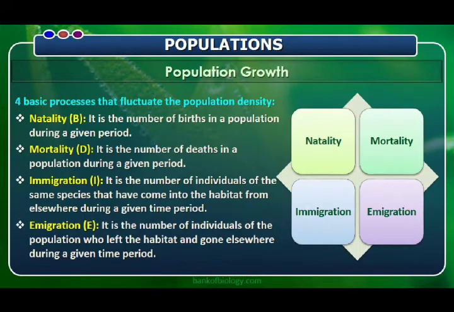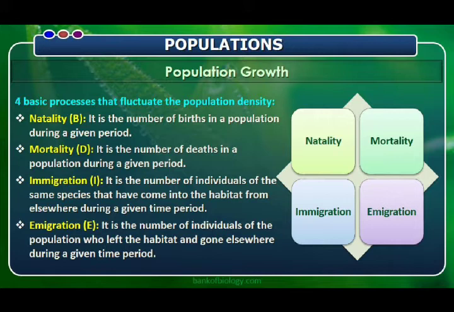Okay. Now, the four basic processes that fluctuate the population density are, first, natality, which means birth rate. It is the number of births in a population during a given period. Mortality means death rate. It is the number of deaths in a population during a given period. Third, immigration. It is the number of individuals of the same species that have come into the habitat from elsewhere during a given time period.